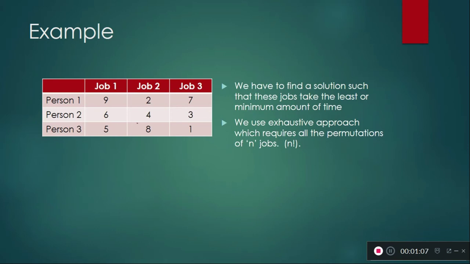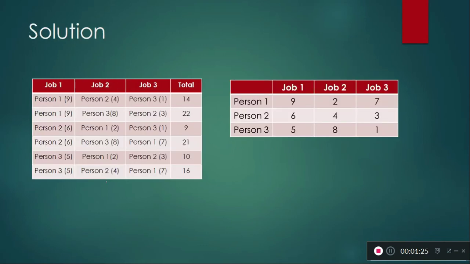But we have to find a solution in such a way that these three jobs are done by these three people in the least amount of time. This is what is called the assignment problem. These three jobs finished by these three people in the least amount of time. How do we do it?